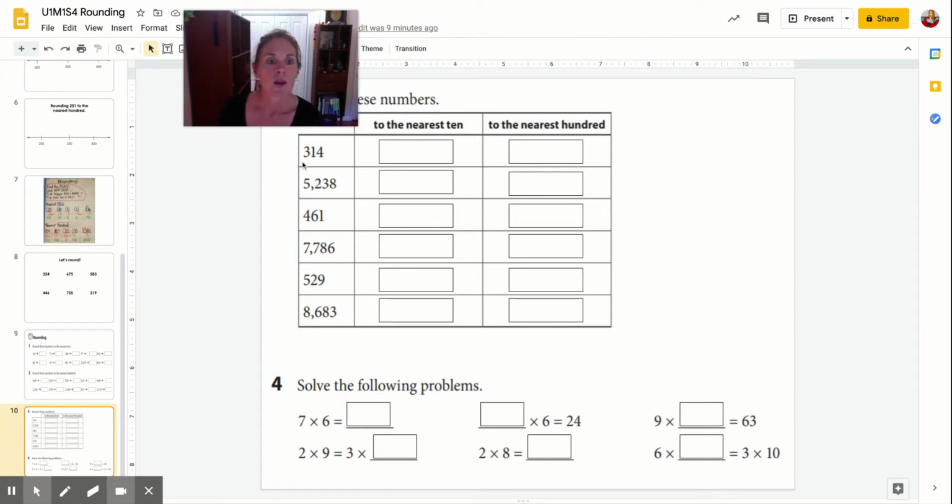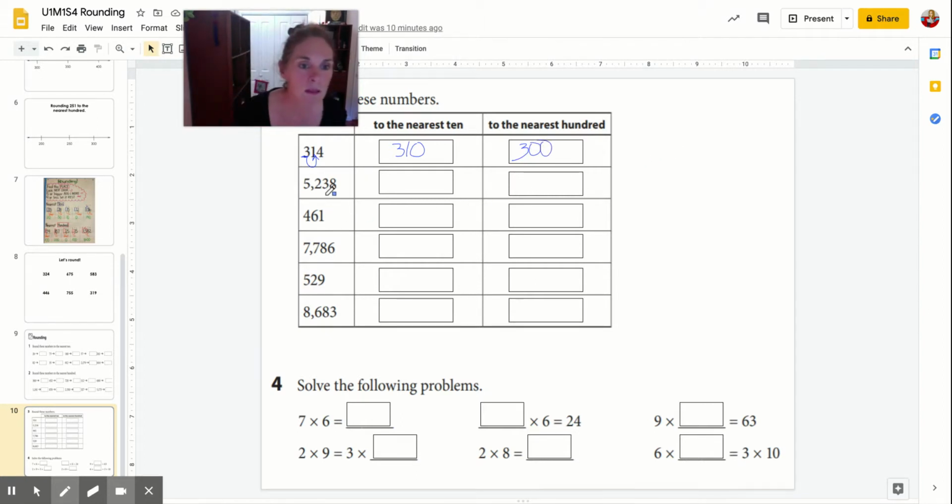So in this case, find the place. I'm going to round to the nearest 10 first. Find the place. That's this. Look next door. There's the 4. 4 or less, let it rest. All right, so 310. Now I have to round the same number to the nearest 100. Find the place. This one is 3. Look next door. 1. 4 or less, let it rest. 1 is less than 4. So I'm rounding here. Let it rest. That means 300.